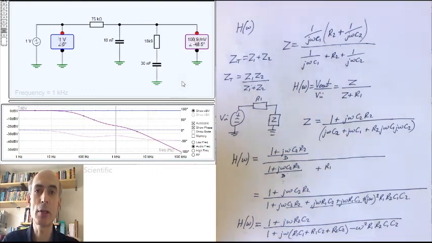For interest's sake, these component values are not arbitrary. This is what they call a RIAA filter. It's a filter used in the recording industry to balance out the high frequencies and low frequencies when you're pressing recordings onto a vinyl record in order to play them.